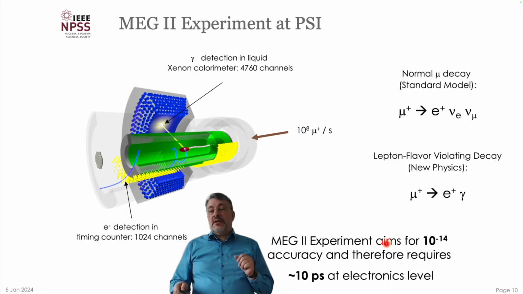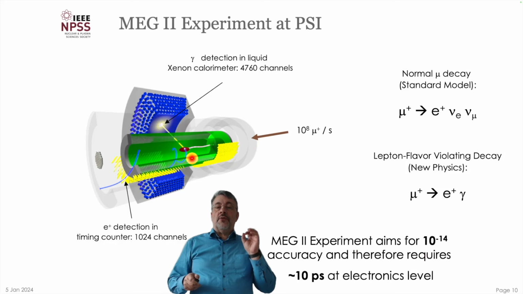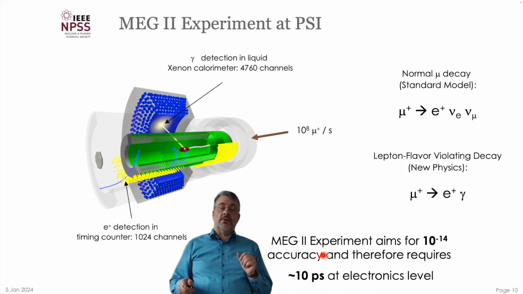In the MEG experiment we aim to search with a precision of down to 10 to the minus 14, a really high precision experiment, and that requires us to distinguish a single particle decay from several particle decay with a precision of about 10 picoseconds at the electronics level.